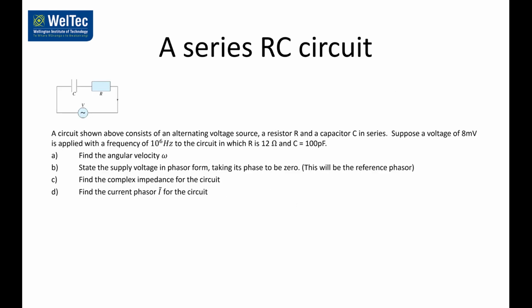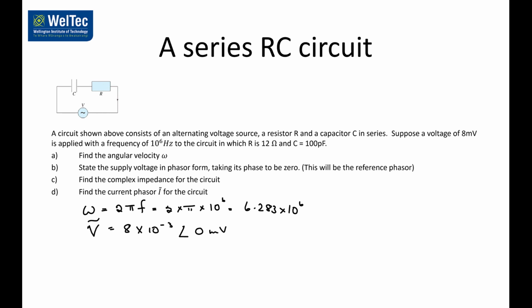Again, this is only for the electricals. We need to find the angular velocity omega. Omega is equal to 2 pi f, 2 times pi times the frequency, which is 2 times pi times 10 to the 6. And we're asked to find the supply voltage. That would be 8 times 10 to the negative 3 angle 0, and we'd be looking at millivolts.